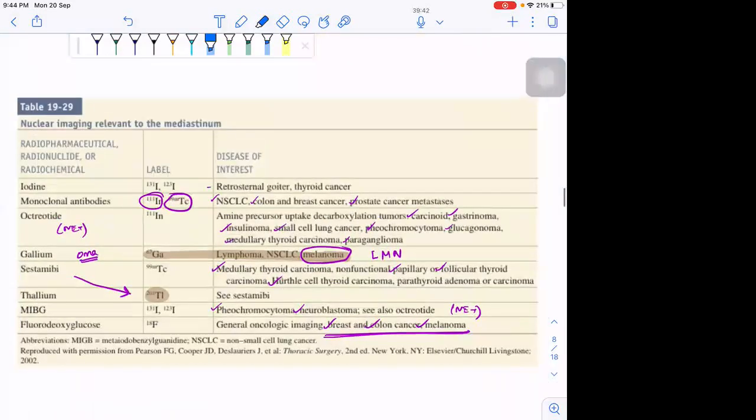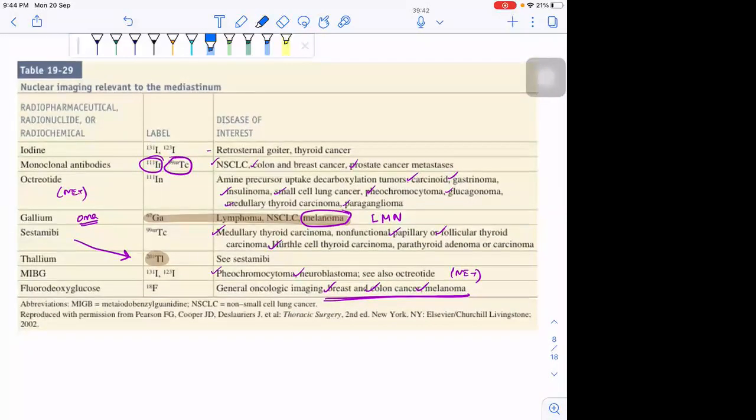I think next they are telling about nuclear imaging relevant to the mediastinum. What are the nuclear imaging methods relevant to the mediastinum? There are many imaging methods. In that, first you have to know about the monoclonal antibodies, labeled with indium-111 and technetium-99m. They are using monoclonal antibodies especially for non-small cell lung carcinoma, and colon, breast, and prostate cancer metastasis.